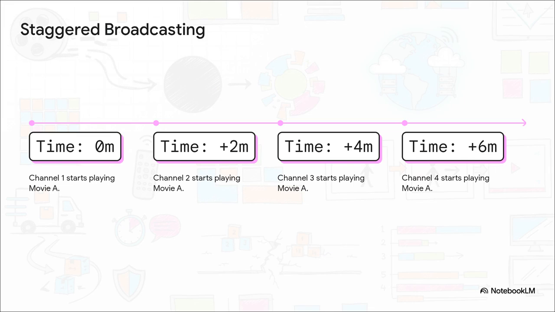Well, one of the most elegant solutions is something called staggered broadcasting. It's actually kind of genius in its simplicity. Instead of the server waiting for you to click play and then starting a whole new stream just for you, it's already broadcasting popular movies on a bunch of different channels. The only catch is that the start times are staggered, maybe by a minute or two.